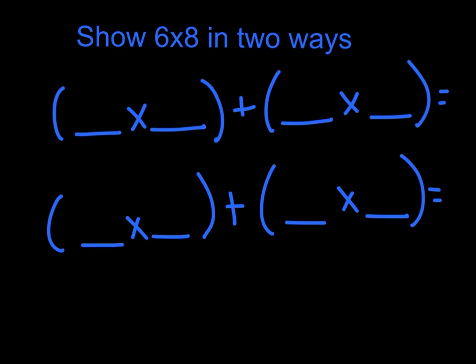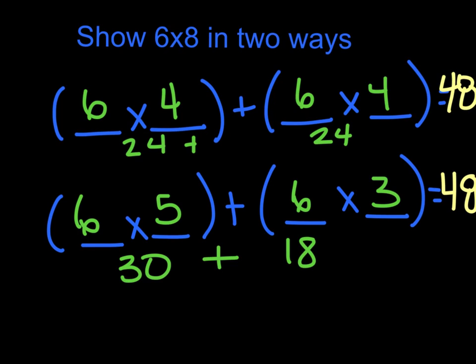Okay, for this problem, I want you to be able to show me 6 groups of 8, or 6 times 8, in 2 different ways. So I've set up the brackets for you. Remember, we're going to pick one of those numbers to distribute into both of the parentheses, and then we're going to pick the other number and break it down into easier facts. So go ahead and see if you can solve that and find the product. Pause your video so that you can come back to check after you've done the work.